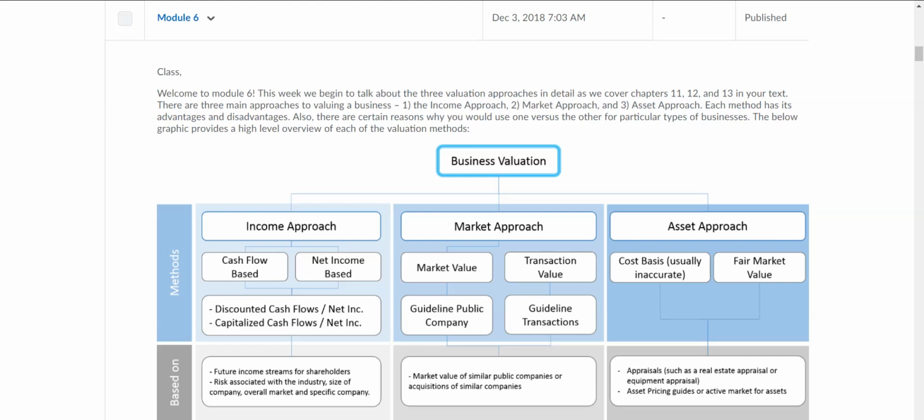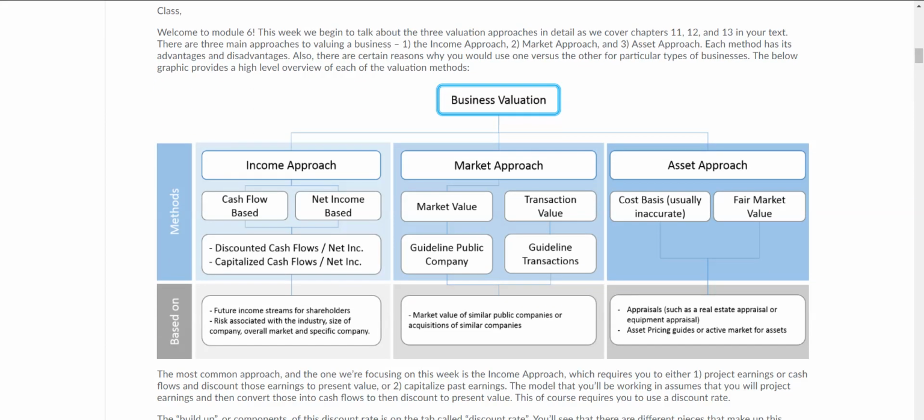So, all right, we're going to be talking about the income approach and the market approach. Market approach next week, income approach this week. With the income approach, you're going to do one of two things. You're going to project future earnings or cash flows and discount those to present value, or you're going to capitalize historical earnings and you'll get a value that way. We're going to be focusing on making projections and then discounting those projections to present value, which is how your model is set up. Okay, so we'll be doing that.